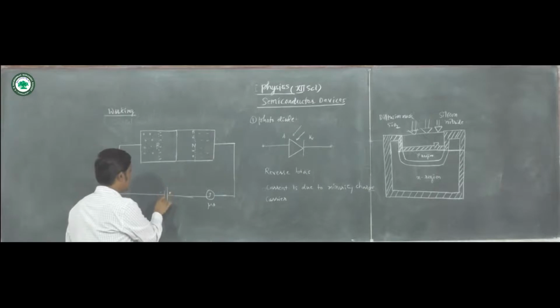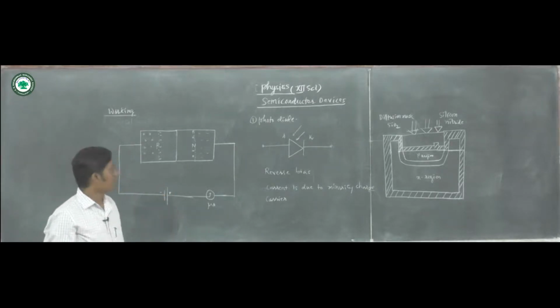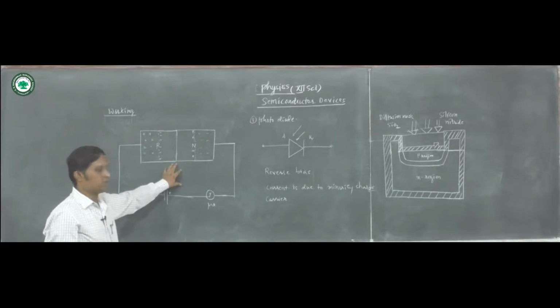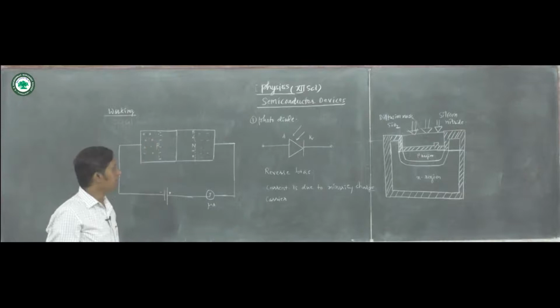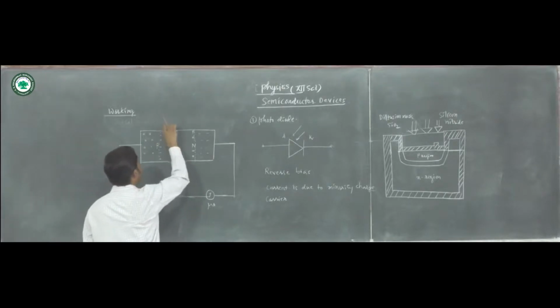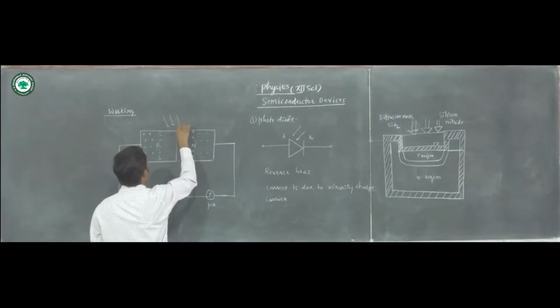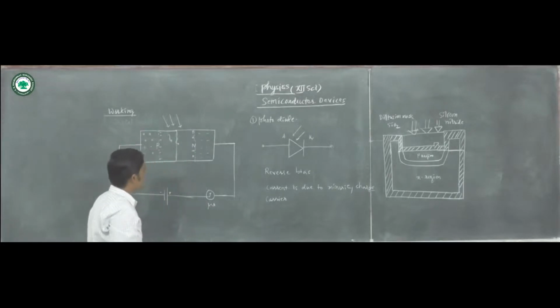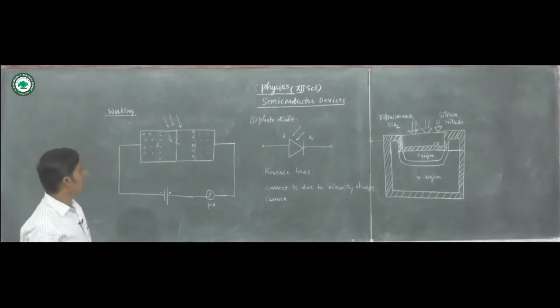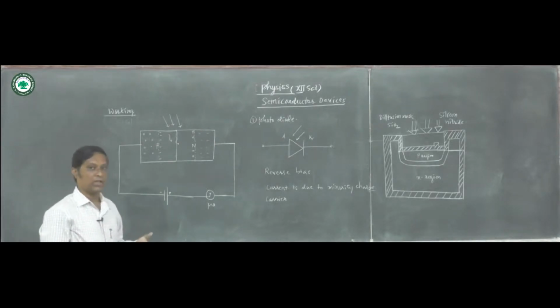Okay, when it is connected in a reverse bias, there is a formation of the depletion layer, and the size of this depletion layer is maximum and the atoms inside this depletion layer are neutral. When light falls on this, the photons strike the atoms inside the depletion layer. There is the formation of electron and hole pairs.